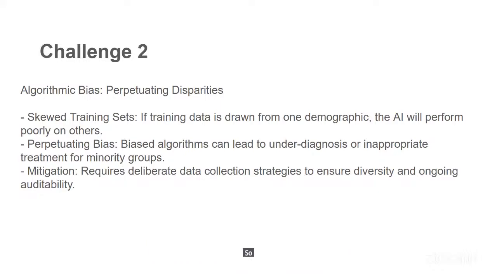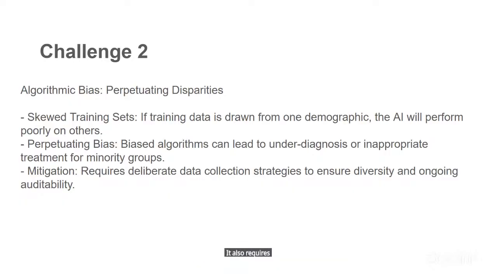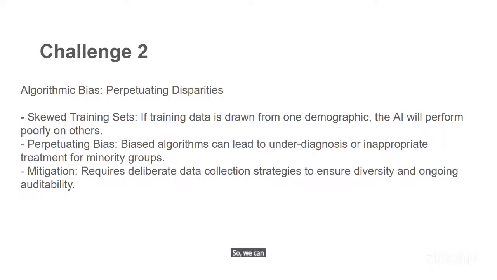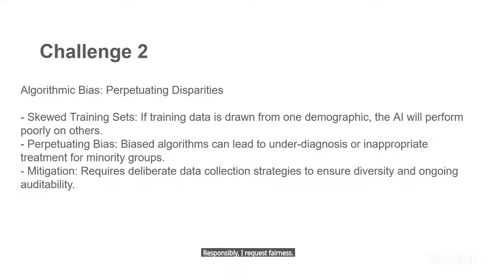So we have mitigating algorithmic bias. Mitigating algorithmic bias requires deliberate and proactive strategies. This includes diverse and representative data collection across populations. It also requires continuous auditing, validation, and monitoring of AI models after deployment. So that means bias mitigation is an ongoing process, not a one-time fix. So we can say algorithmic bias reminds us that AI systems reflect the data and decisions behind them. Responsible AI requires fairness, transparency, and accountability.